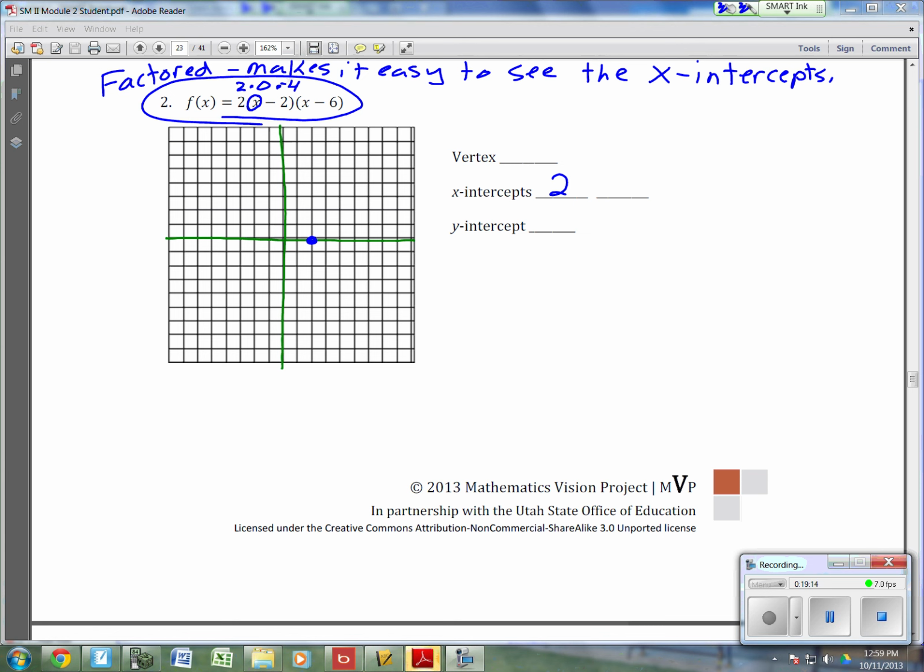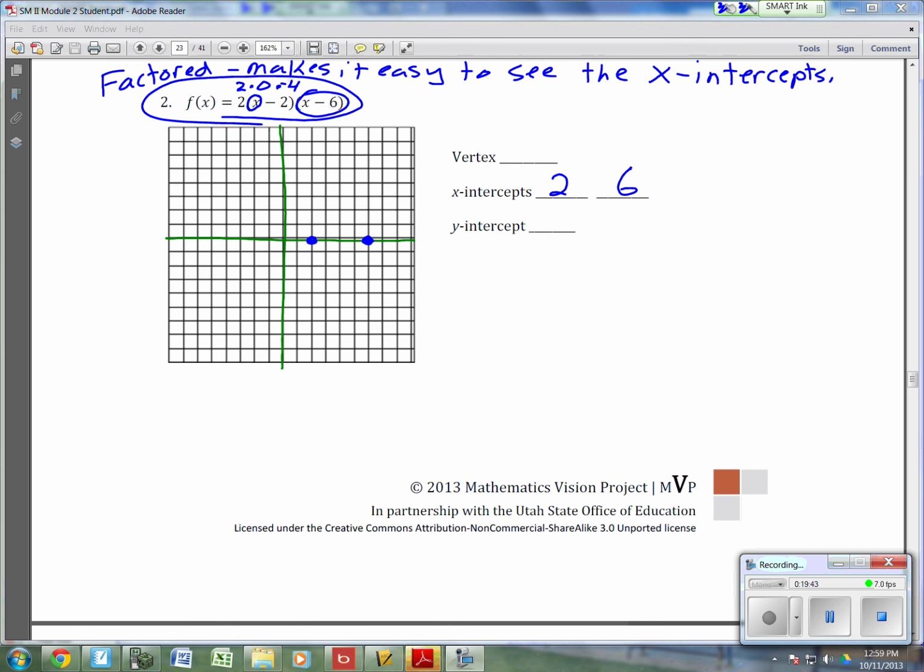Okay, then, what's the other factor? x minus 6. What can I put in for x minus 6 and get 0? 6. So 6 is my other x-intercept. So that's right here. By the way, does this parabola open up or down? How can we tell it opens up? There's no negatives. Okay. How many of you understand the x-intercepts now?